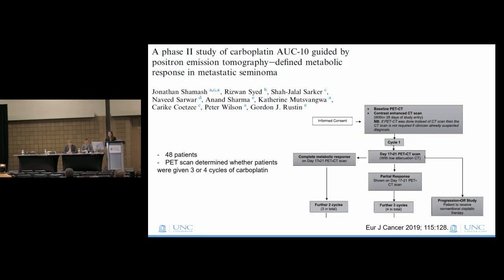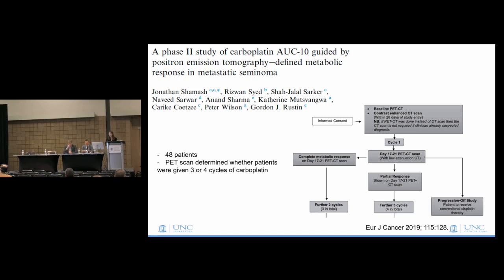And then this is a similar study that actually treats all patients with carboplatin and similarly looks at the PET scan after 2 cycles of treatment. Actually, I think this is after 1 cycle of treatment. They give carbo, and then they determine how many future cycles of carboplatin they get based on whether the PET is positive or negative. Those with positive PETs get 3 cycles, those with negative PETs get 2 cycles.